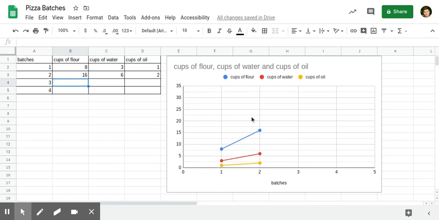And also remember, just to make your lives easier, and to be able to tell the difference between the different things, what you can do is use different colors to represent each thing. So right here, I have blue for cups of flour, I have red for cups of water, and then I have yellow for cups of oil.